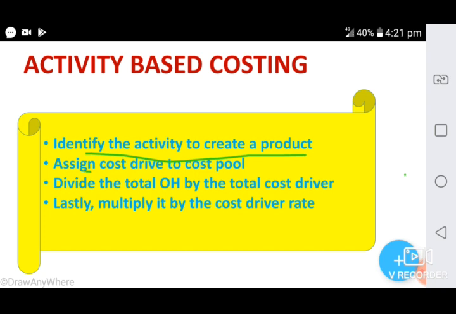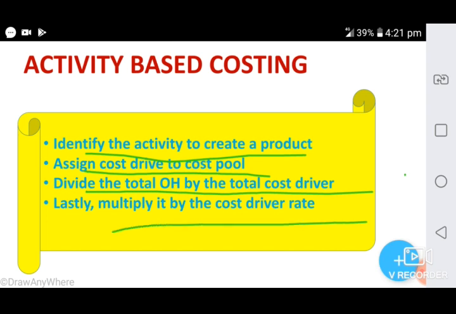Next, assign a cost driver to each cost pool. Cost drivers are things like units, hours, parts, etc. For example, purchasing costs are driven by the number of parts purchased. Then divide the total overhead by the total cost driver to get a cost driver rate. Lastly, compute how many hours or parts the activity uses, and multiply it by the cost driver rate.